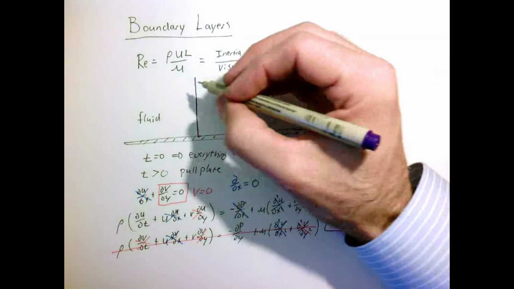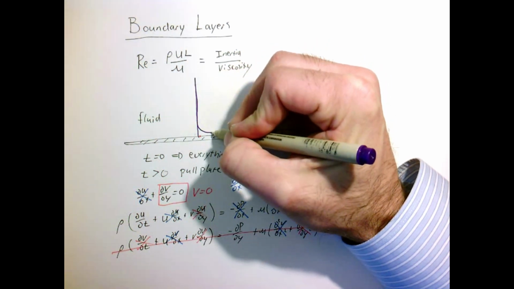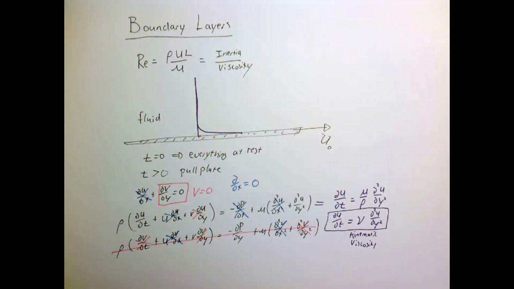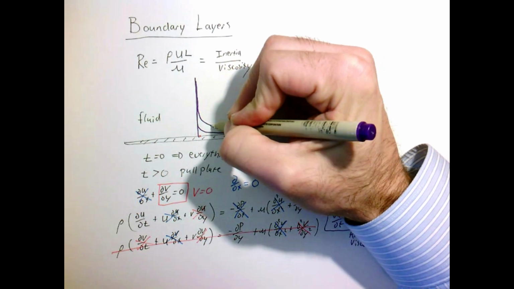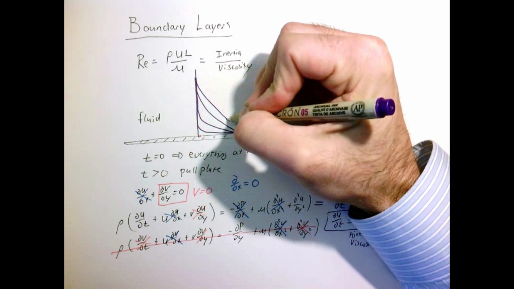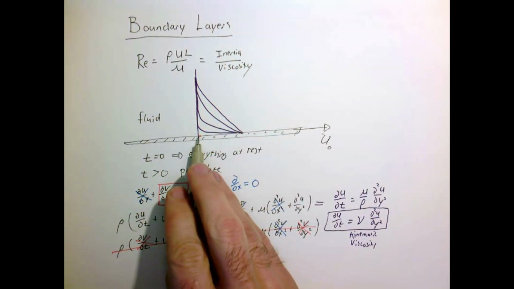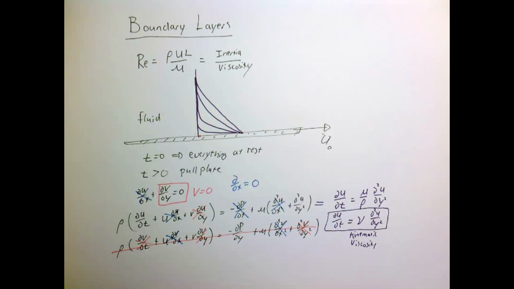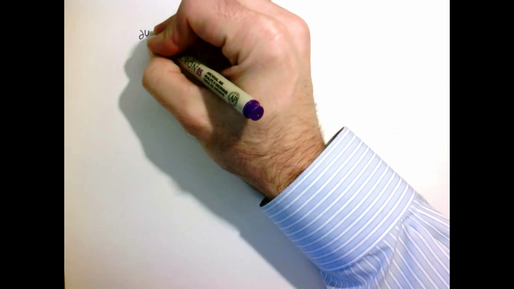As soon as we pull on the plate, we kind of expect a profile that looks like that. And as time goes by, this thing will thicken and thicken as momentum diffuses from the plate where we're driving the flow out into the free stream. And this thickness will grow with time. So we have our equation.